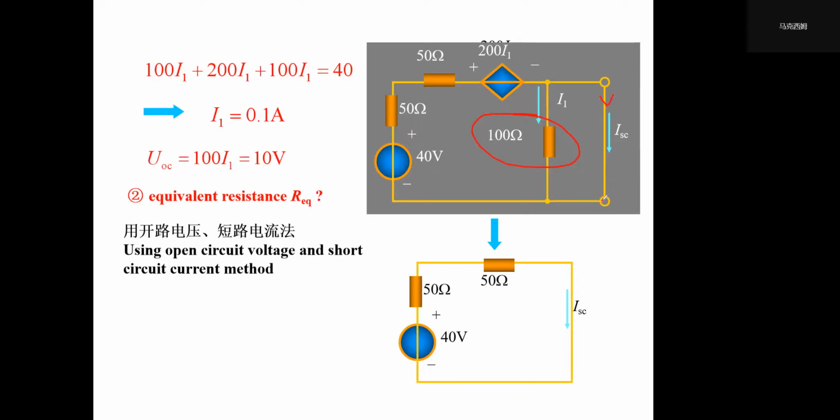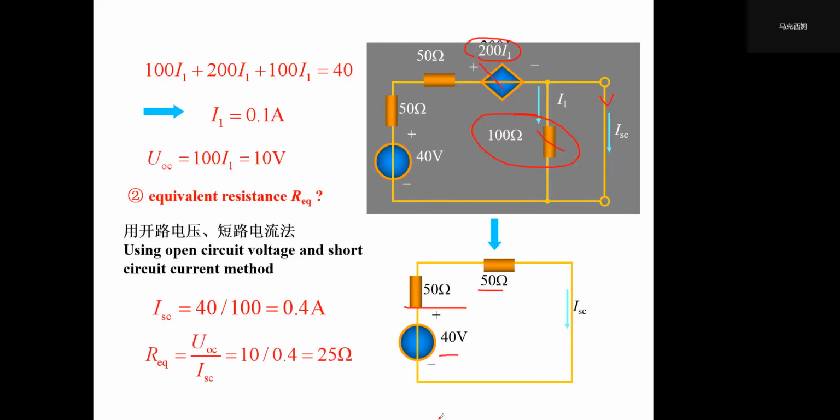Since this branch has no resistance at all, 200 times I1 equals 0. So we don't have this one, and we don't have this one. All that is left is the 50 ohm, the 40 volts and this branch. So it's very easy to calculate: 40 over 100 is 0.4. And the equivalent resistance can be calculated like this: 10 over 0.4 is 25 ohm.